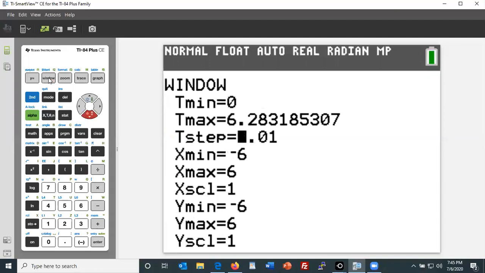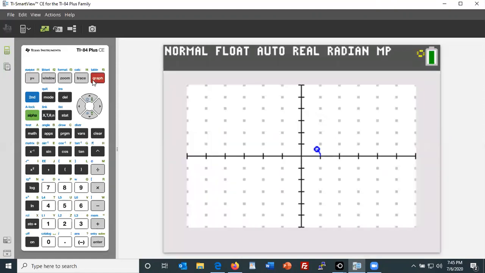So let me change my t-step. The t-steps are too small. Let me make it 0.05. Let's see if that moves faster. There we go. So notice it's tracing it counterclockwise. And notice it's a circle with center 0 and radius of 1.